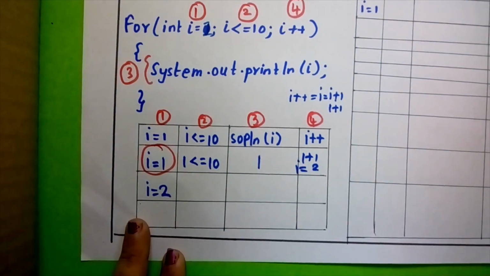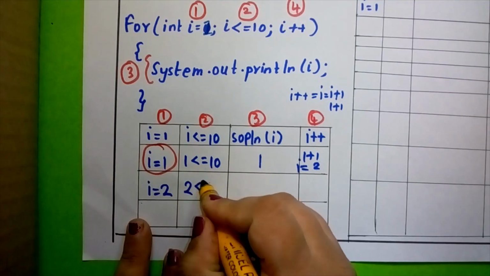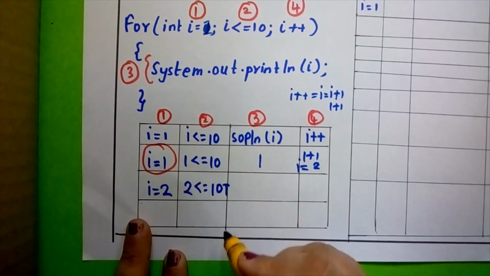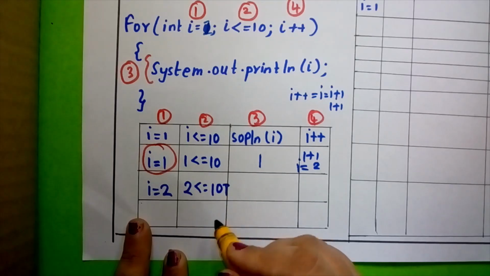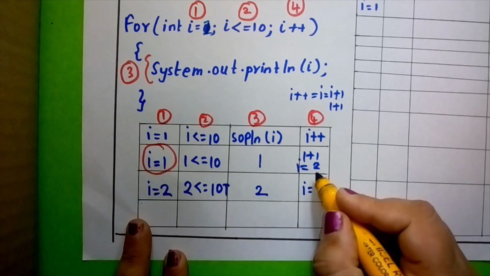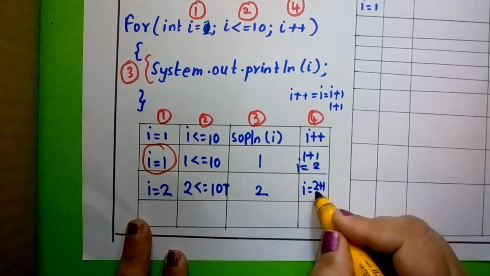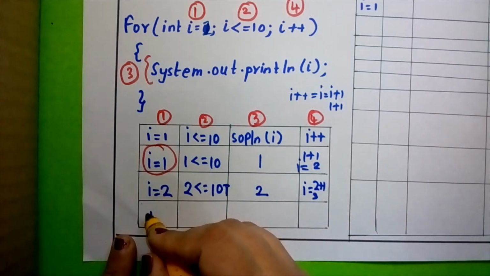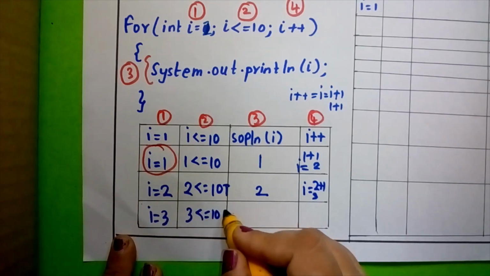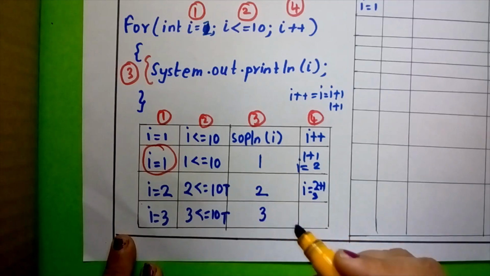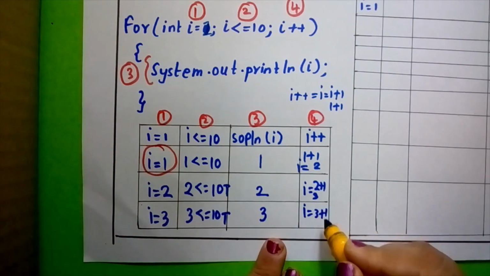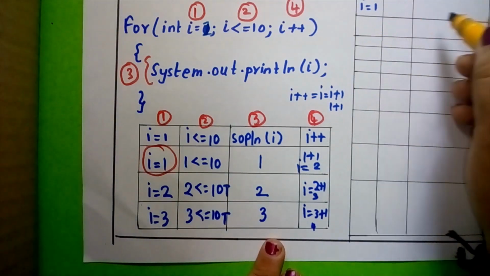So now 2 <= 10. Is it true or false? It is definitely true. 2 is smaller than 10. So it is going to print 2. So i is now going to become 2 plus 1, 3. So the value of i has now become 3. 3 <= 10 is true again. So it will print 3. So i will now become what? 3 plus 1, 4. So this process goes on.